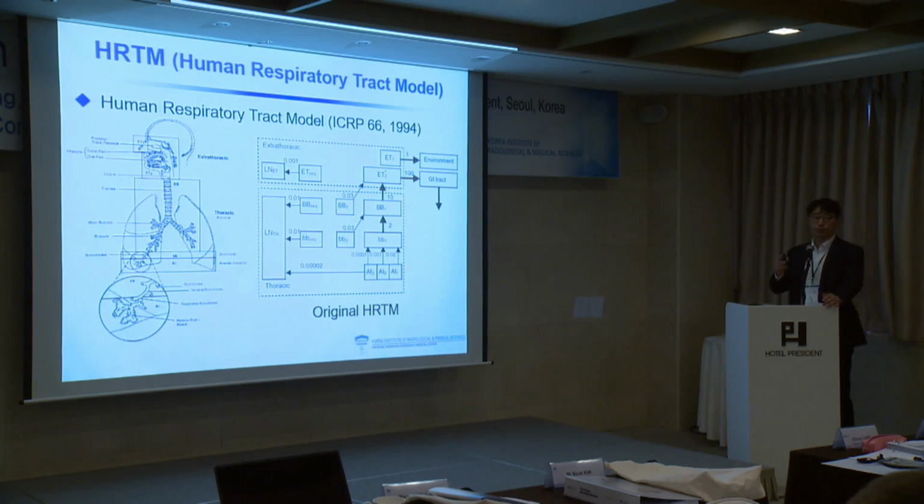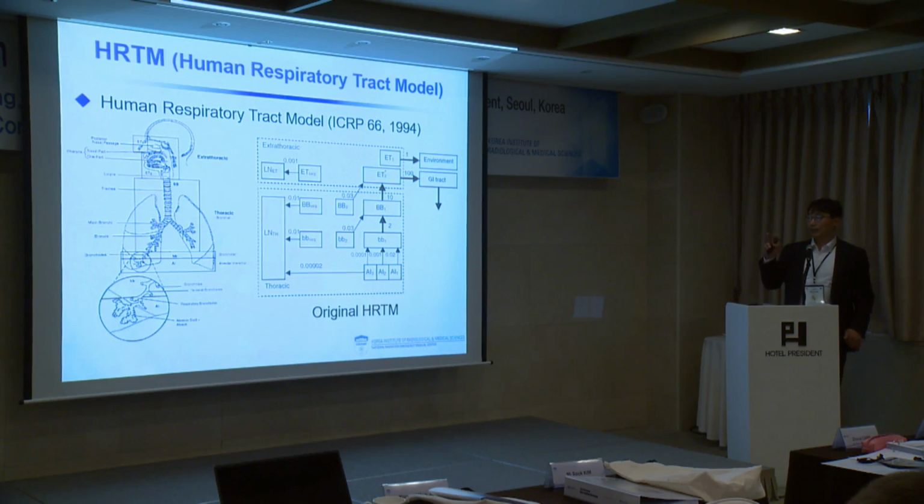And there are two parts in the respiratory tract. First part is extrathoracic, and second one is thoracic region. Extrathoracic region includes ET1 and ET2. ET1 is posterior nasal passages, and ET2 is anterior nasal passages and the pharynx and larynx. They are included in the ET2 region.